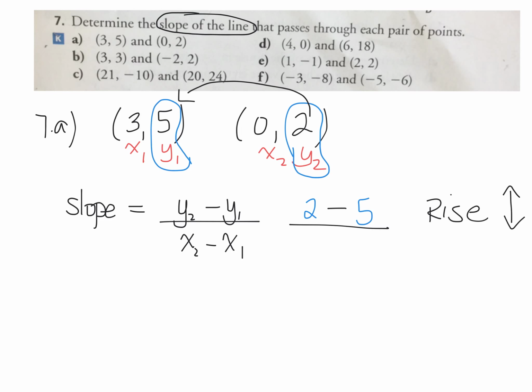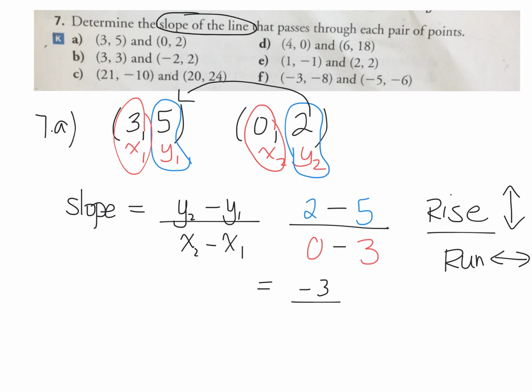The vertical distance. And then x2 is what? 0. Take away x1, which is 3. That's the run. That's my horizontal distance from one x value to the other. And now we just simplify. What's 2 take away 5? What's 0 take away 3? Negative 3. What's negative 3 divided by negative 3? 1. So the slope of this line is 1.